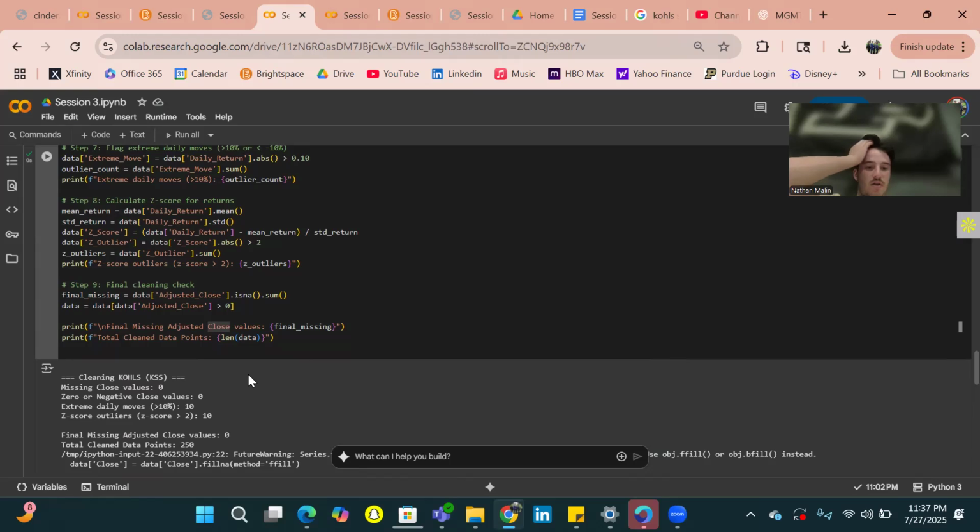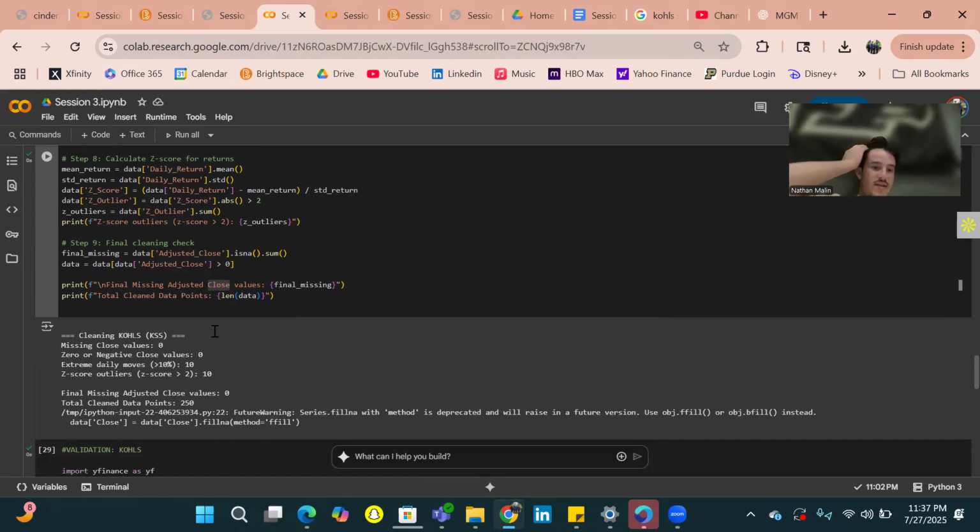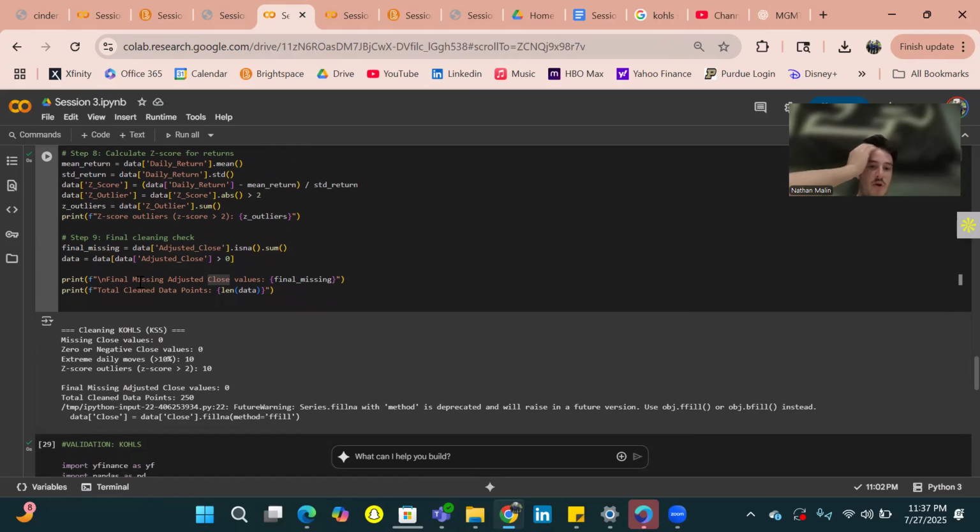And then it gave a final cleaning check, which is all the final missing data and also the data that's all more than zero. So it output all the missing close values. There are zero missing close values. There are no zero or negative close values. But look at how extreme these daily returns are. So it was more than 10%.